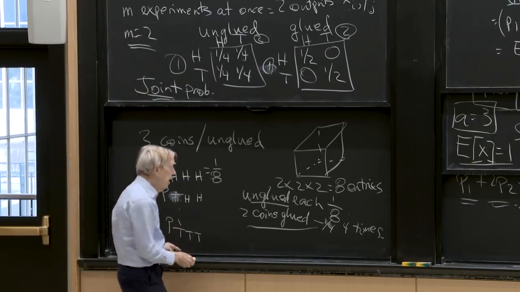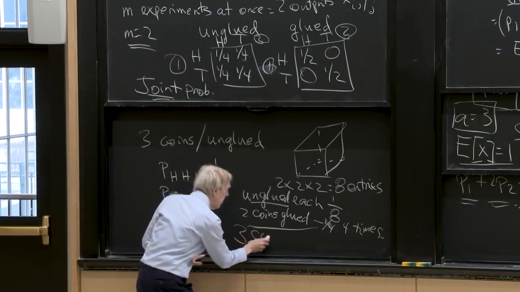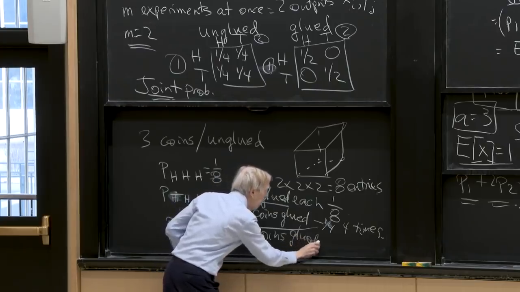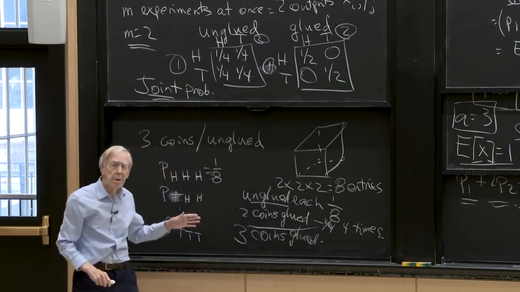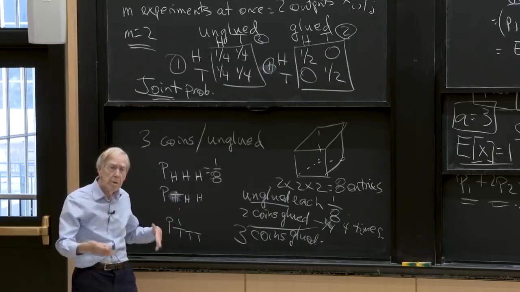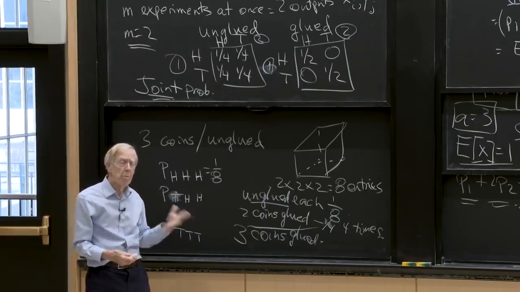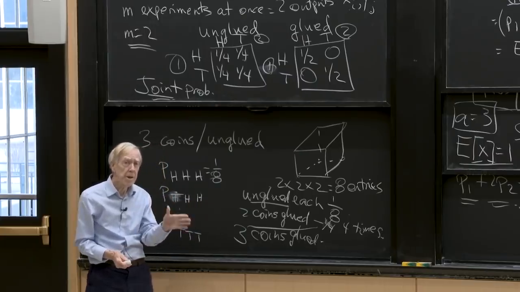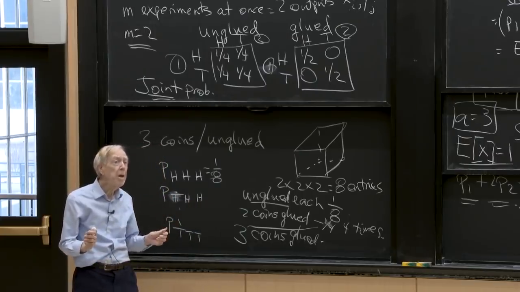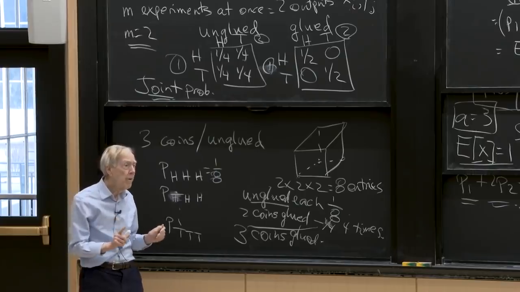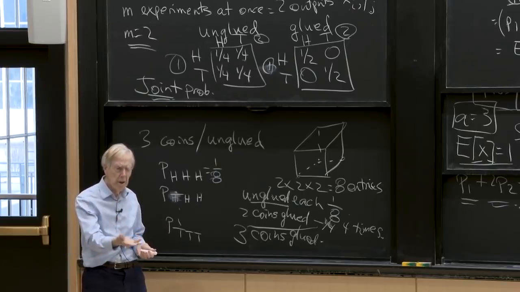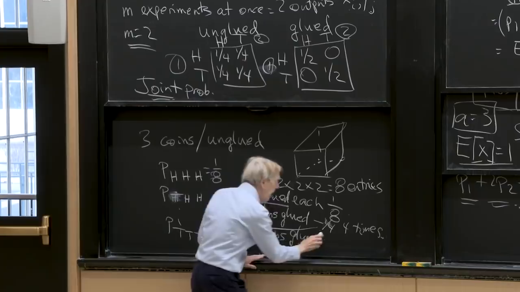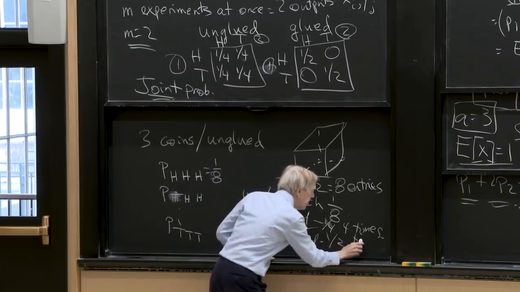So what would be the situation for 3 coins glued? What will be the entries in the matrix of joint probabilities? What will be the joint probability? So the probability of heads, heads, heads, of seeing heads from all 3 will be a half, because I'm flipping this heavy mix of 3 coins together. I get 1/2 twice.